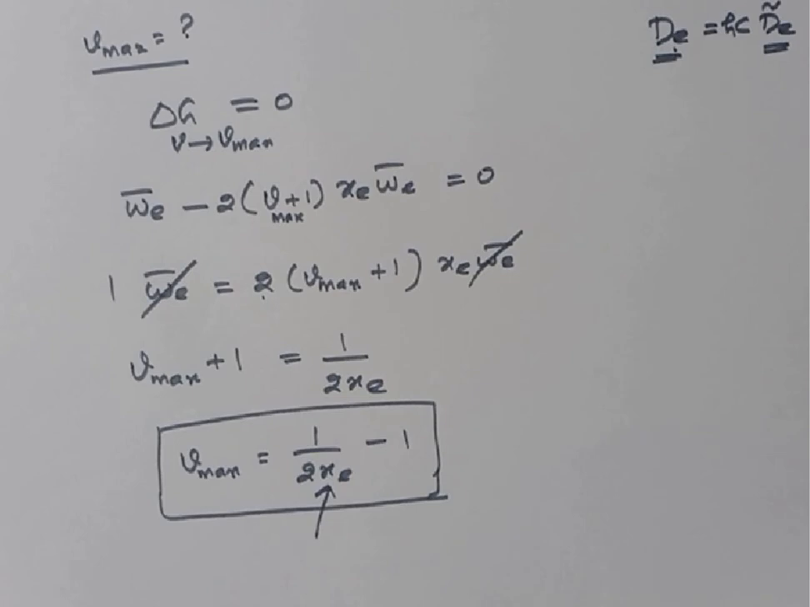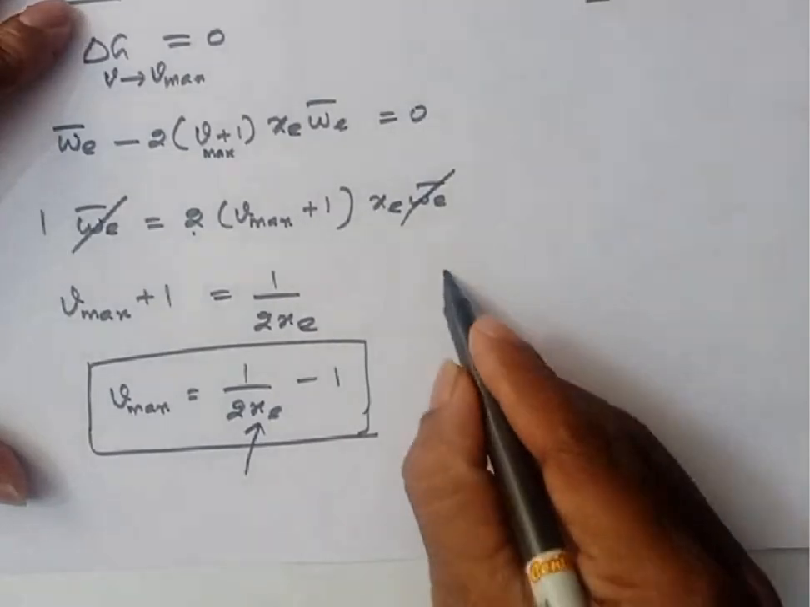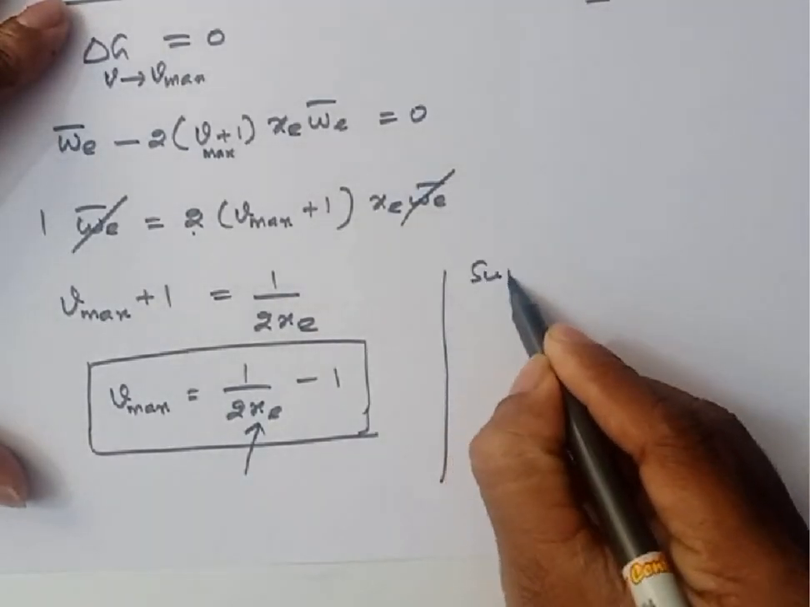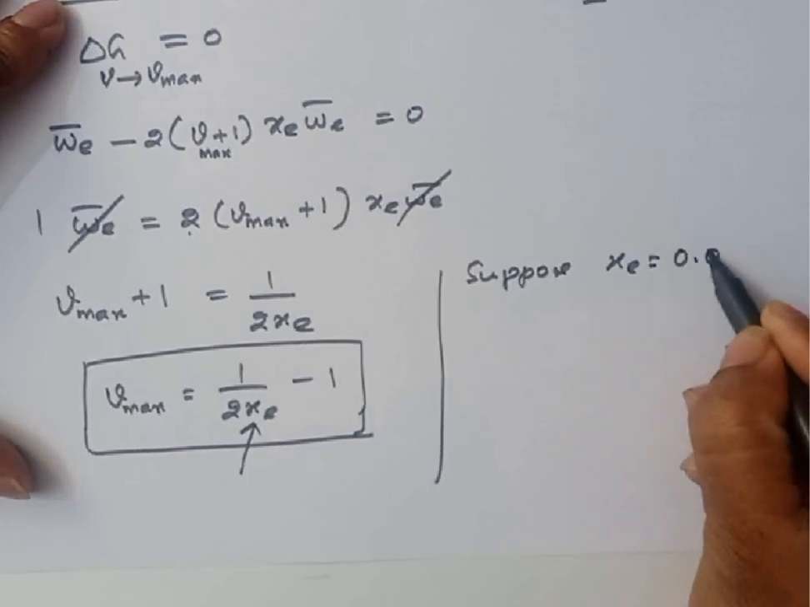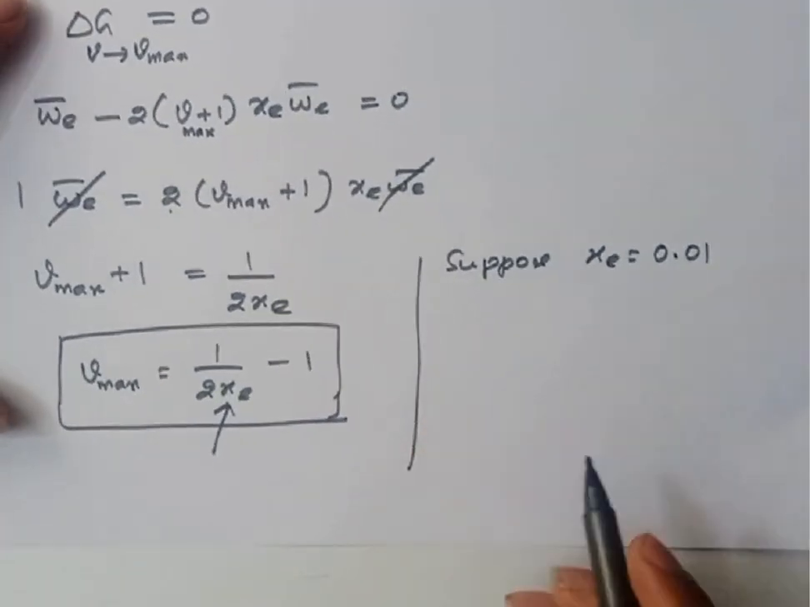Anharmonicity constant. The anharmonicity constant is a constant for a given molecule. Suppose, just for the sake of the problem, Xe is say 0.01. What's the value of Vmax?